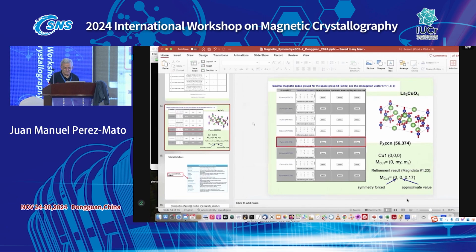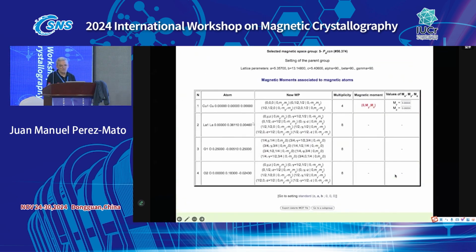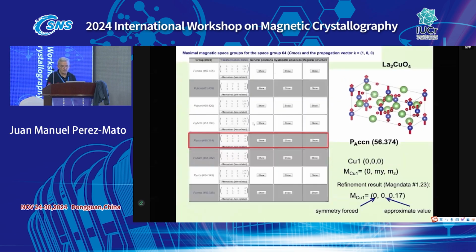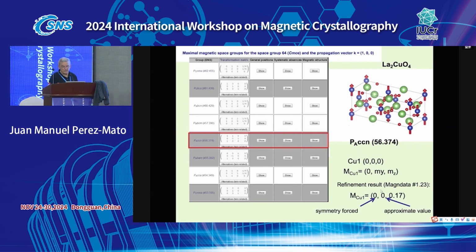Yeah, that's what I wanted to show you. The structure which is reported is this way here, with these values here, and you see this 0. You see this 0 is not forced by symmetry, while this one it is. Okay, and a very important thing.